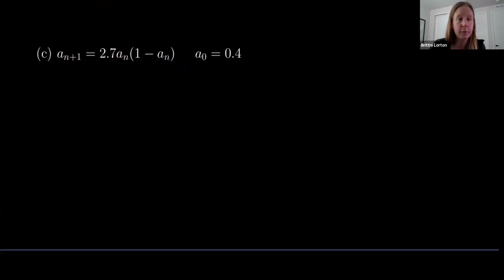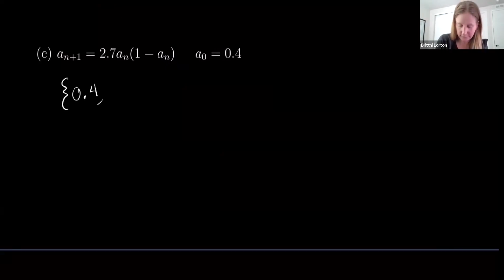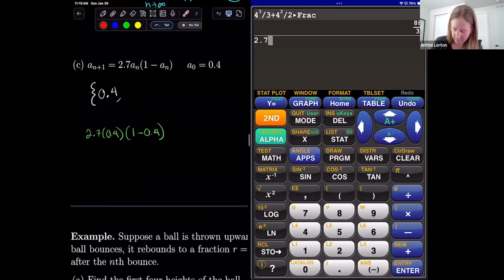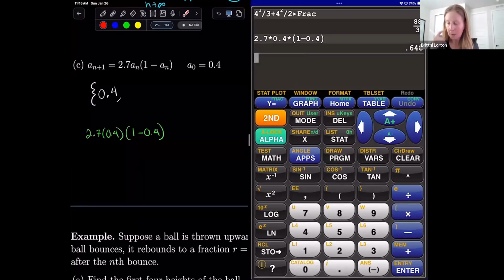So I have a sub n plus 1 equals 2.7 a sub n times 1 minus a sub n. I have the first term for a recurrence relation that was necessary. So my first term of the sequence is 0.4. The next term of my sequence, I'm going to do a little bit of work off to the side, would be 2.7 times the previous term times 1 minus, 2.7 times 0.4 times parentheses 1 minus 0.4. I got 0.6.